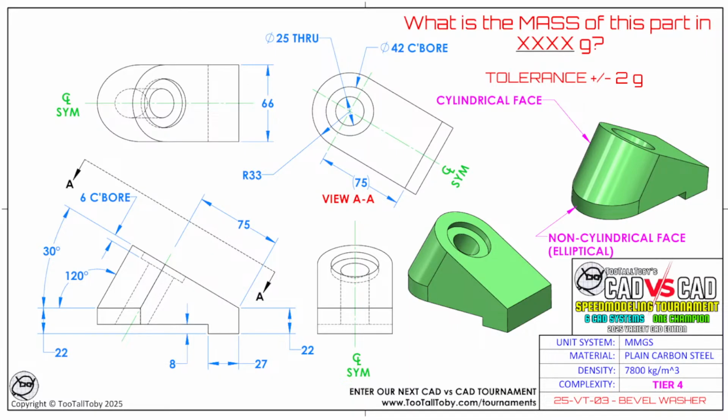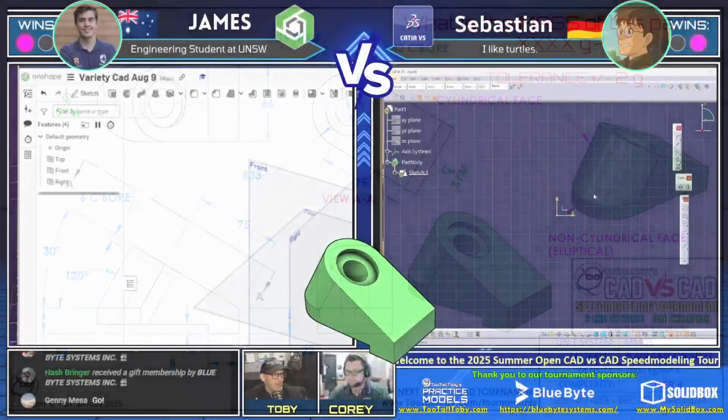And you can see here that this part has a cylindrical face kind of running down the side at an angle, and then a non-cylindrical face down at the bottom. So looking down from the top, you can see that face looks a little bit tricky. Both of our runners are grabbing a screen capture of this print, trying to come up with an answer or a strategy. The material is plain carbon steel, and here we go.